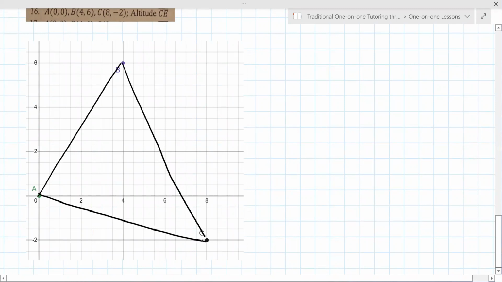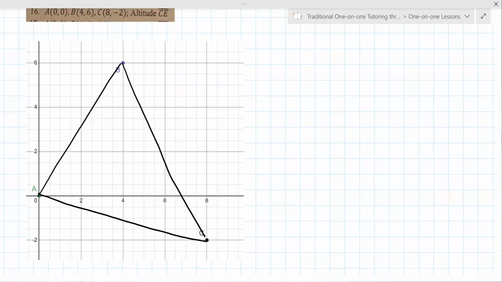All right, I'm just gonna write all those chords down real quick. Okay. 0, B, 4, 6, C, 8, negative 2. All right, I'm good to go.